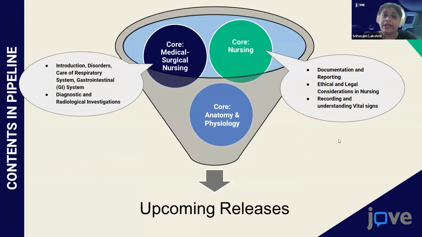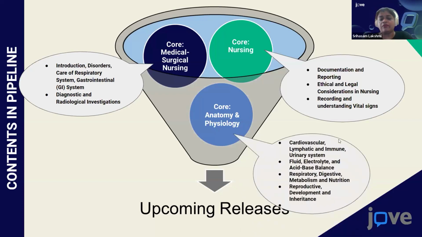Similarly, we have the core medical surgical nursing coming up, where we have the introduction to the respiratory system, gastrointestinal system, the various disorders that are there, the care that has to be taken in these systems, and also the diagnostic and radiological interventions and investigations that are discussed here. And in core anatomy and physiology, all the other organ systems that are of importance, like the cardiovascular, lymphatic, immune, urinary, acid-base balance, respiratory, digestive, all of them are going to come in our upcoming collections.